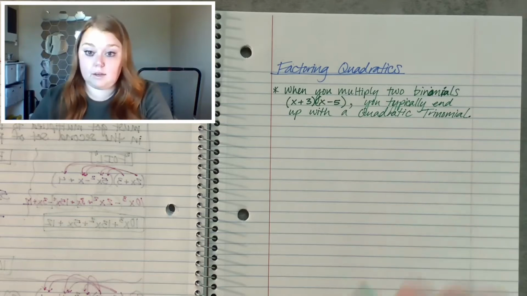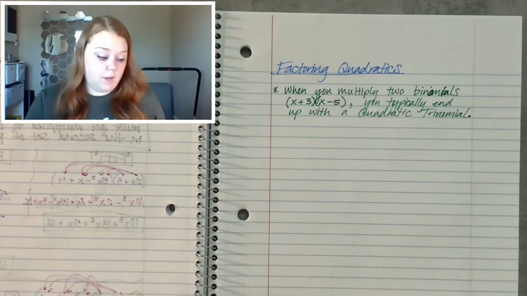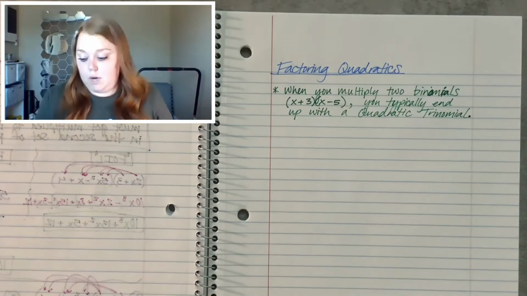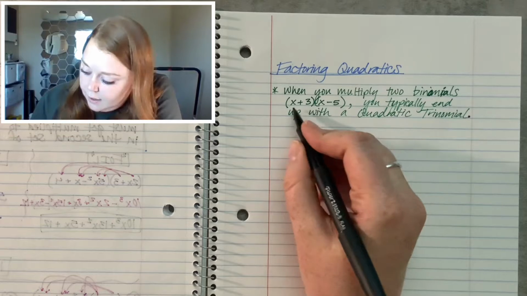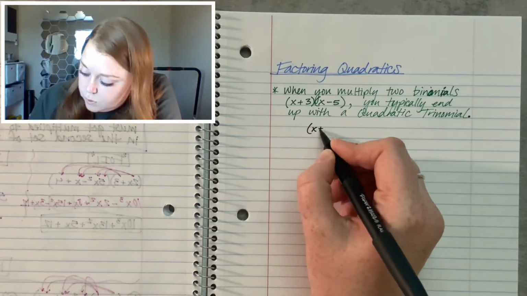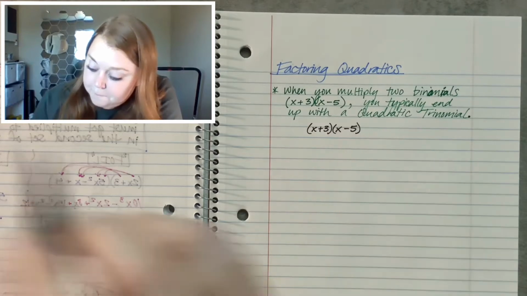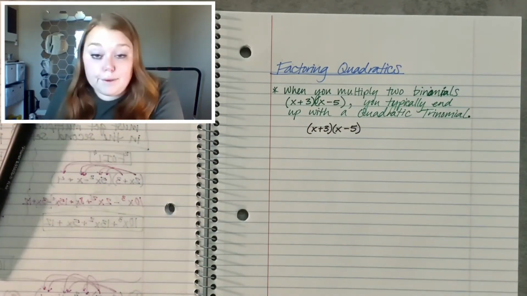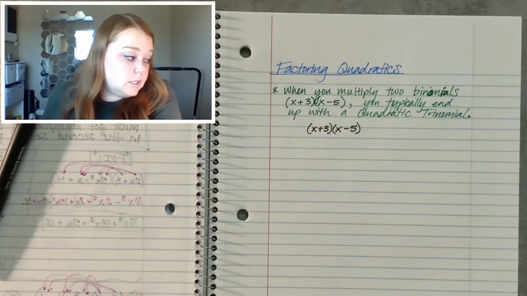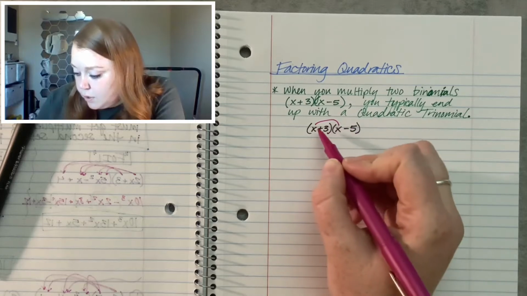You typically end up with a quadratic trinomial. Okay, so let me show you what I mean here. We're going to take this example that we got up there, x plus 3 times x minus 5. And you better remember how to do this. You just use FOIL. You could set up a box method if you really wanted to. I would suggest just doing FOIL though.